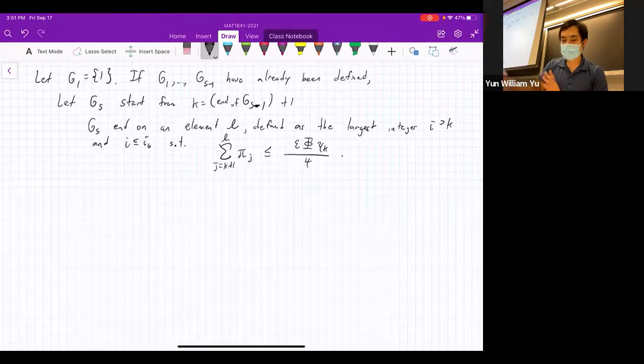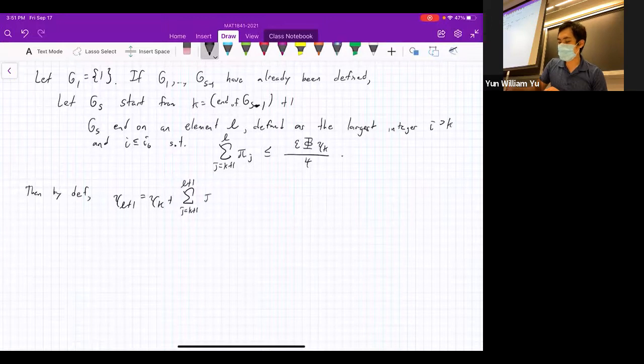Okay, so now we've done this, each of our groups. So where was I? By definition, we also know that gamma L plus 1 is equal to gamma k plus the sum of j equal k plus 1 to L plus 1 of pi j. Did I do that right? I think I might have an off by 1 somewhere, so if I do, please find me.